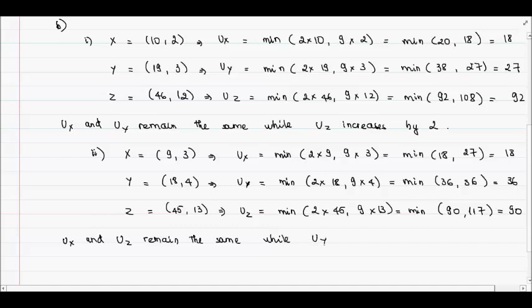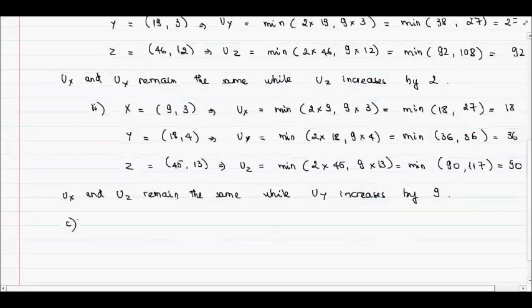UY increases. It's basically increasing from 27 to 36, and that is just 9 units. So increasing 1 kilo of cheese is going to increase the utility by 9, because the value of cheese is 9.